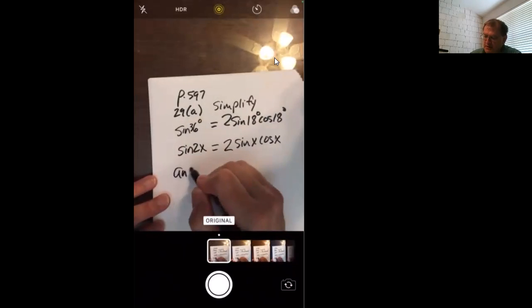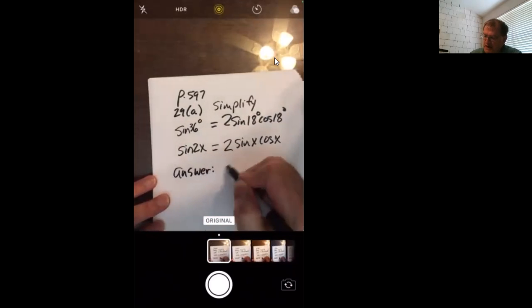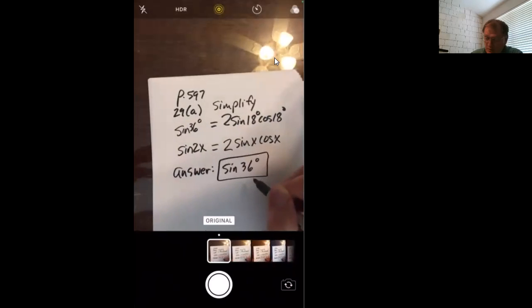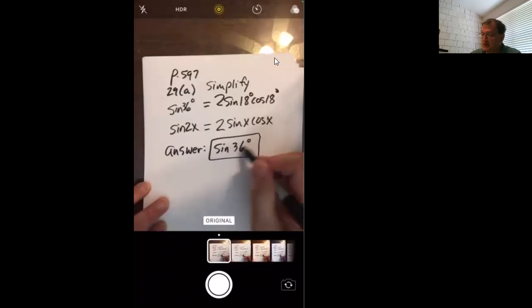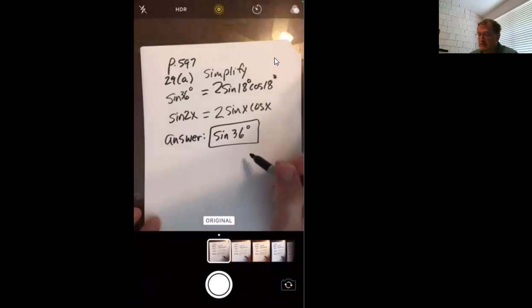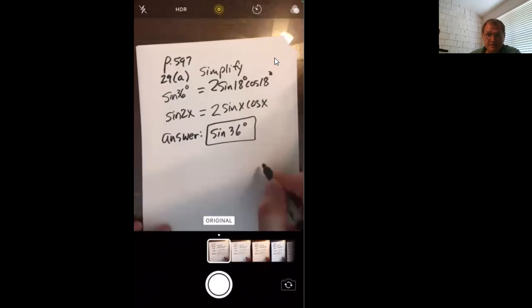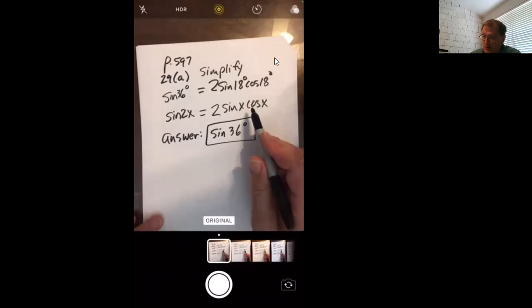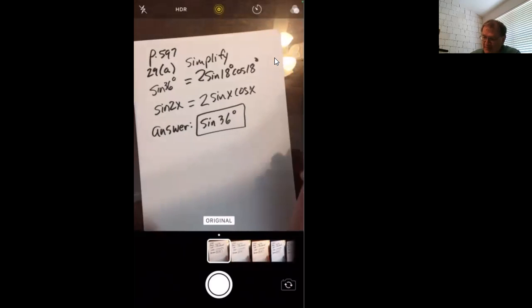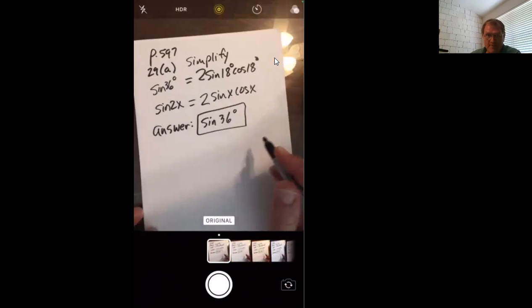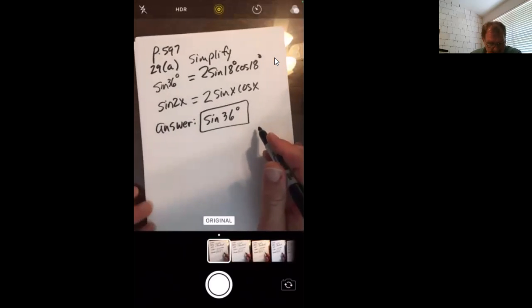So the answer: sine of 36 degrees. You could get a decimal, though it didn't really say get a decimal. That's not a circle number. Between 30 and 45, it's bigger than a half because sine 30 is a half, and it's lower than 0.7 because that's the sine of 45. You could punch it in if you wanted a decimal for it. Okay.